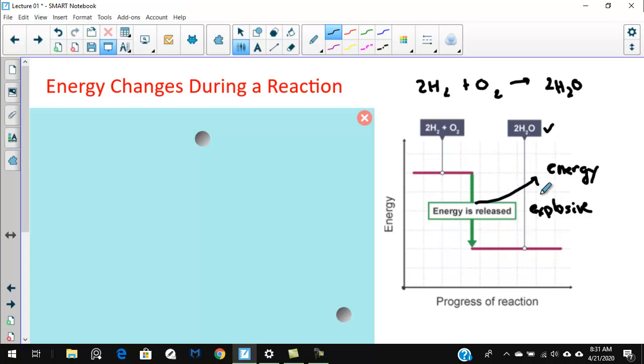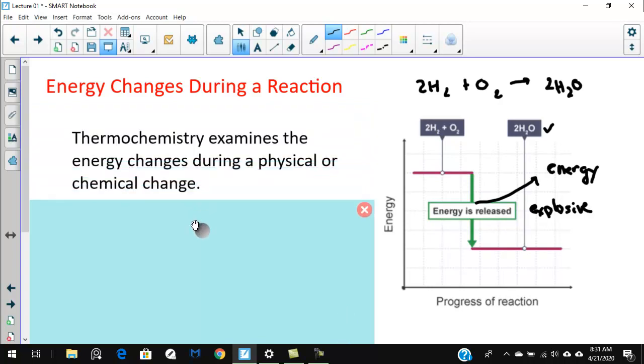And so this energy is lost in the explosion, and then our products have less energy than the reactants that we started with. Now you'll notice I have no numbers on the scale. This is just kind of a qualitative look at what's happening. But we'll get more into the numbers and things as we move along.